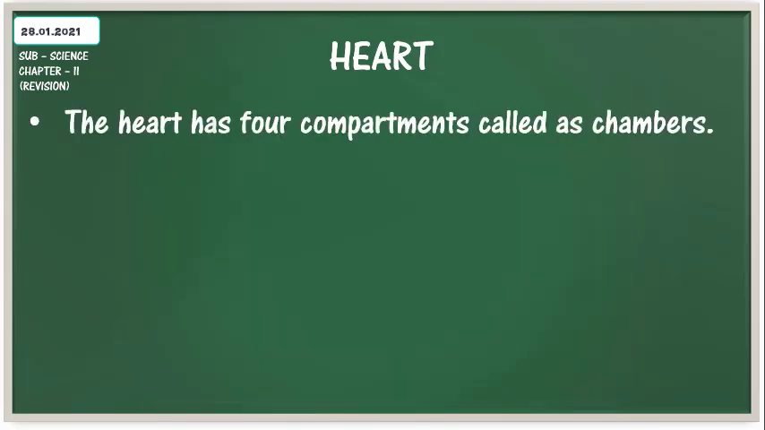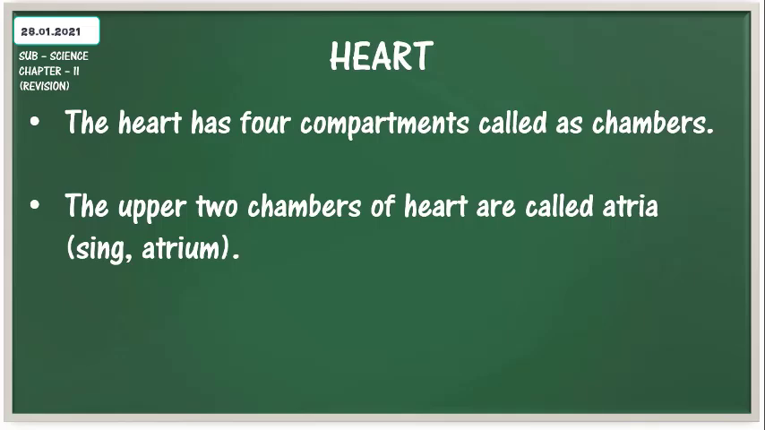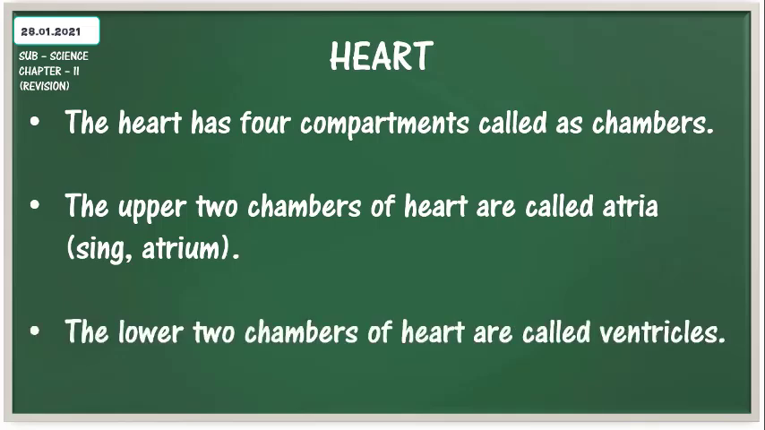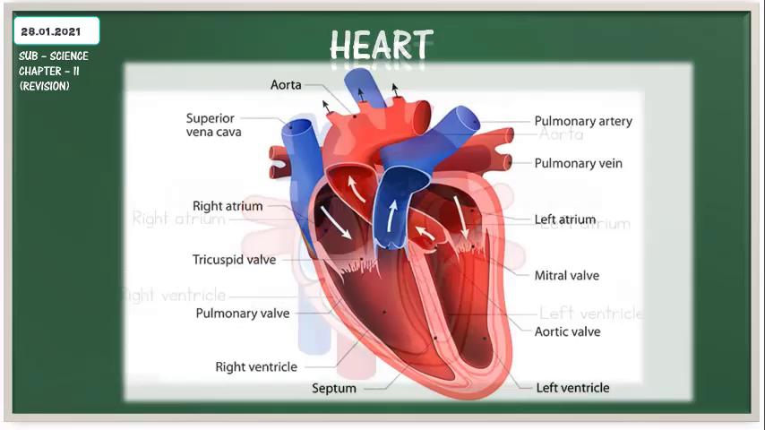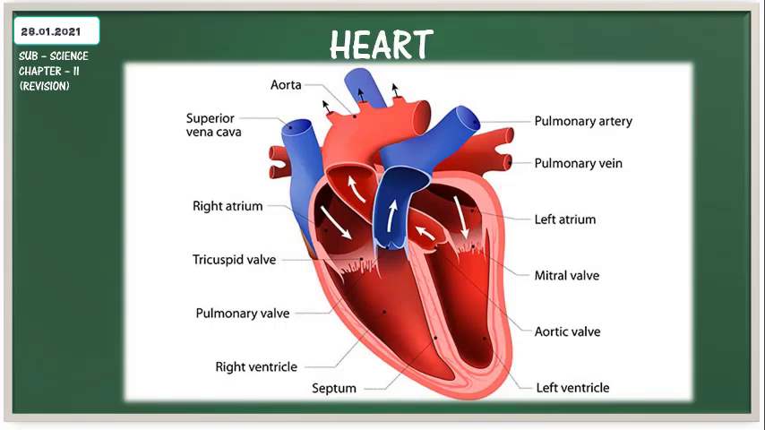The heart is made up of special muscles called cardiac muscles that do not fatigue and are not solid muscles. The heart has 4 compartments called chambers. The upper 2 chambers of the heart are called atria or atrium, and the lower 2 chambers are called ventricles. On the left side of the heart are the left atrium and left ventricle, and on the right side are the right atrium and right ventricle. The atria and ventricles are separated by valves.